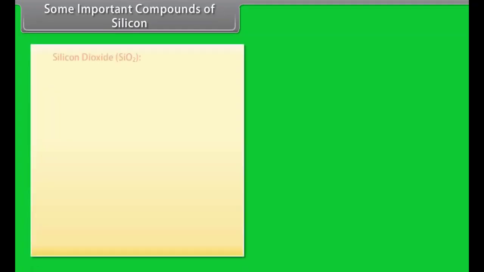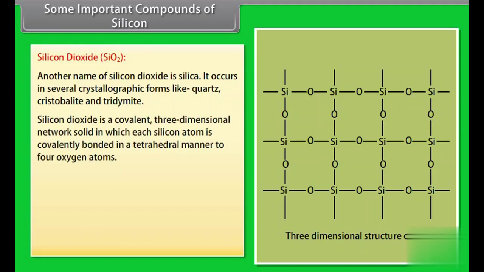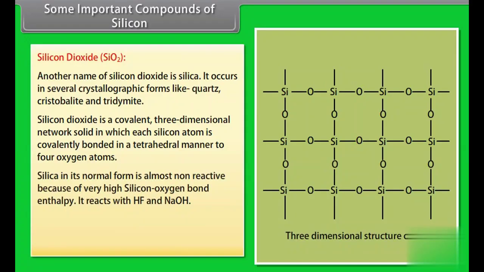Some important compounds of silicon. Silicon dioxide. Another name of silicon dioxide is silica. It occurs in several crystallographic forms like quartz, cristobalite, and tridymite. Silicon dioxide is a covalent three-dimensional network solid in which each silicon atom is covalently bonded in a tetrahedral manner to 4 oxygen atoms. Silica, in its normal form, is almost non-reactive because of very high silicon-oxygen bond enthalpy.